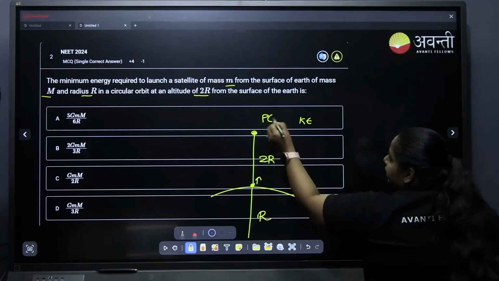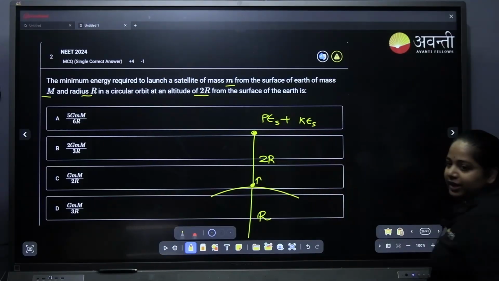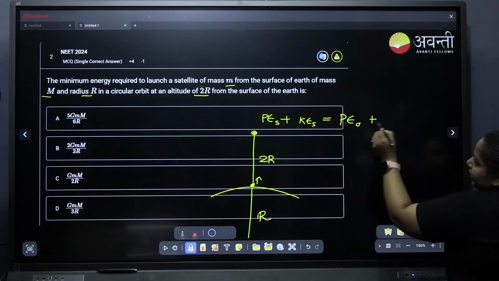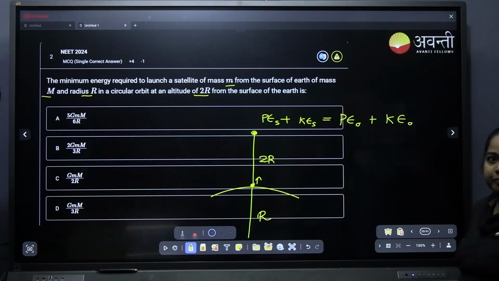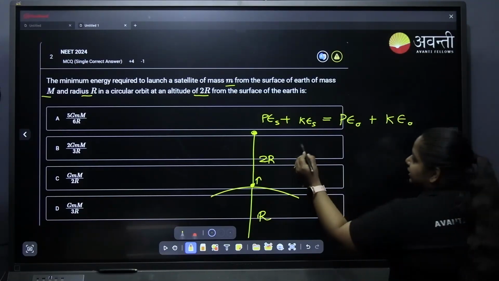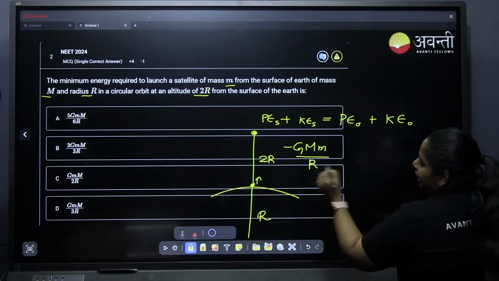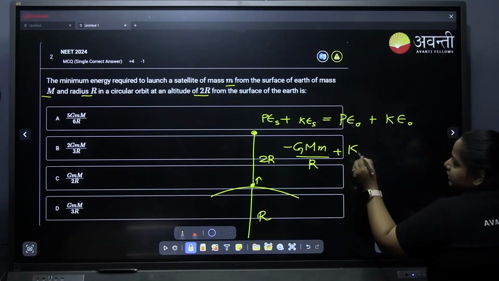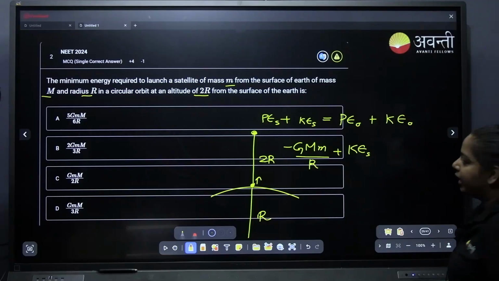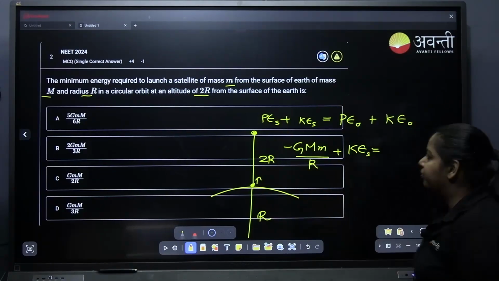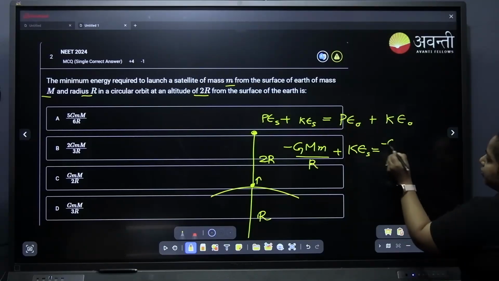So potential energy at surface plus kinetic energy at surface should be equal to potential energy in the orbit plus kinetic energy in the orbit. Okay, potential energy at the surface will be minus G small m M divided by capital R. Kinetic energy at the surface is what we have to find. Then potential energy at the orbit. Orbit is 2R from the surface of Earth, so total distance is 3R. Okay, potential energy at the orbit will be minus GMm by 3R.